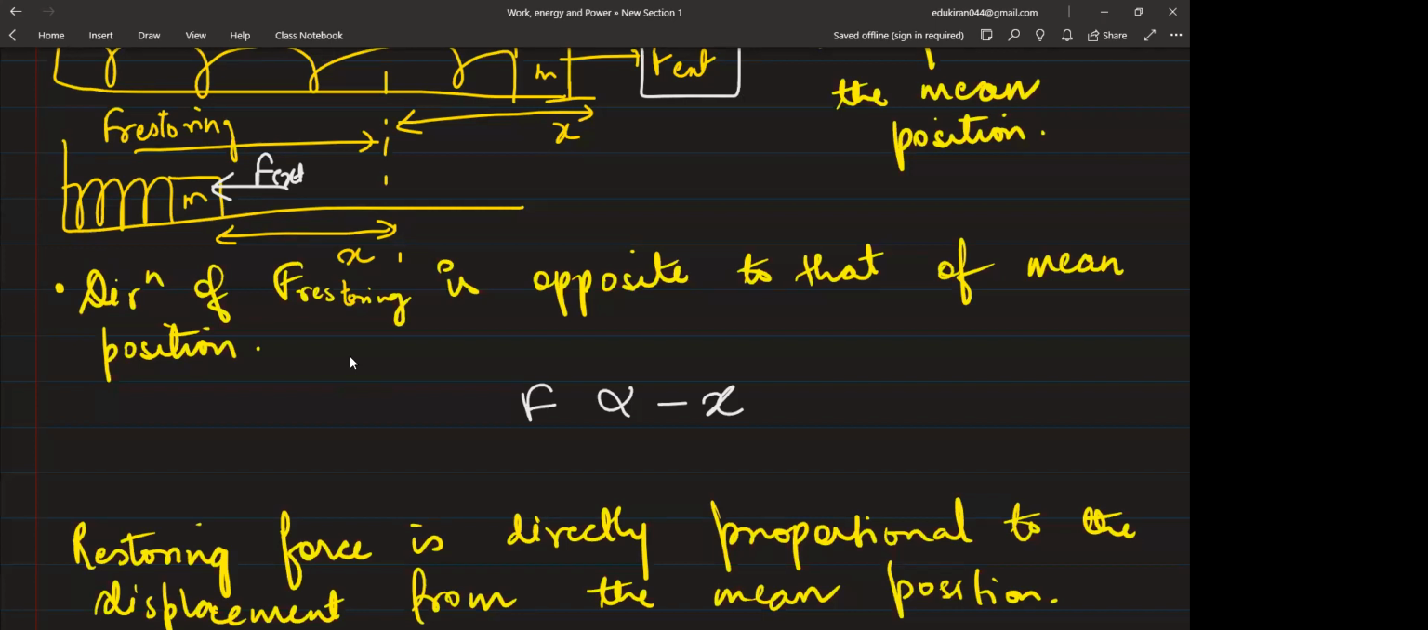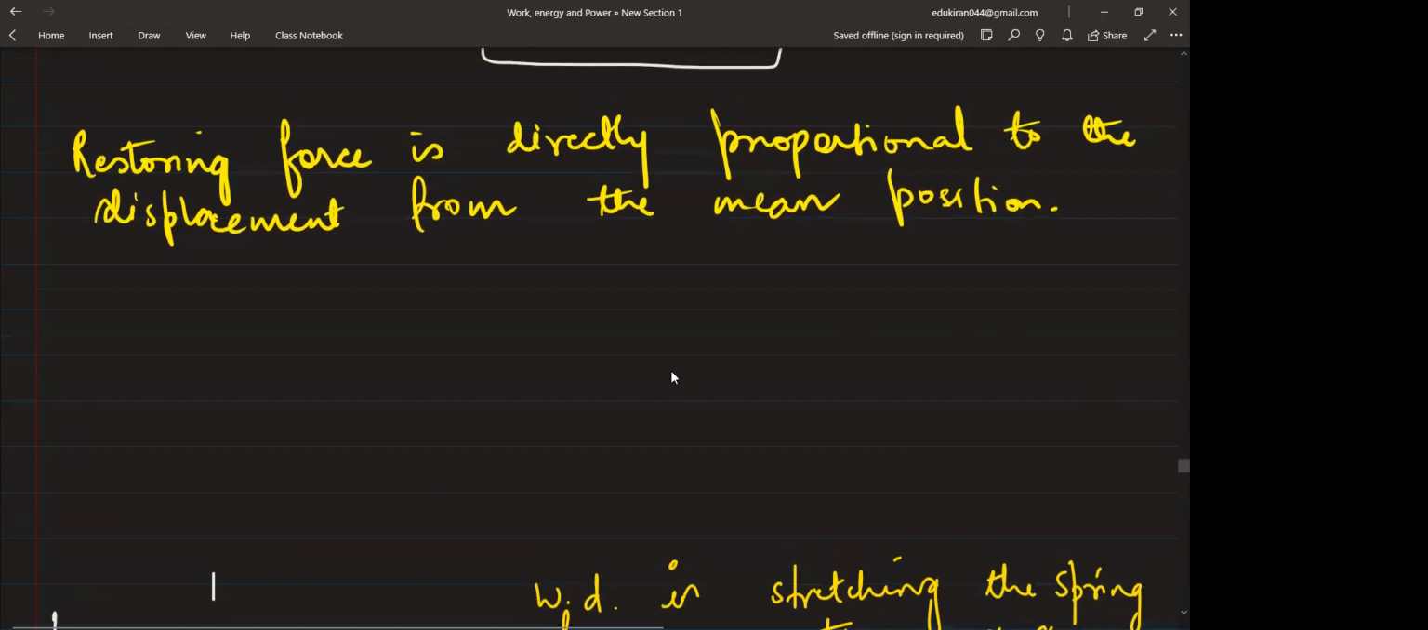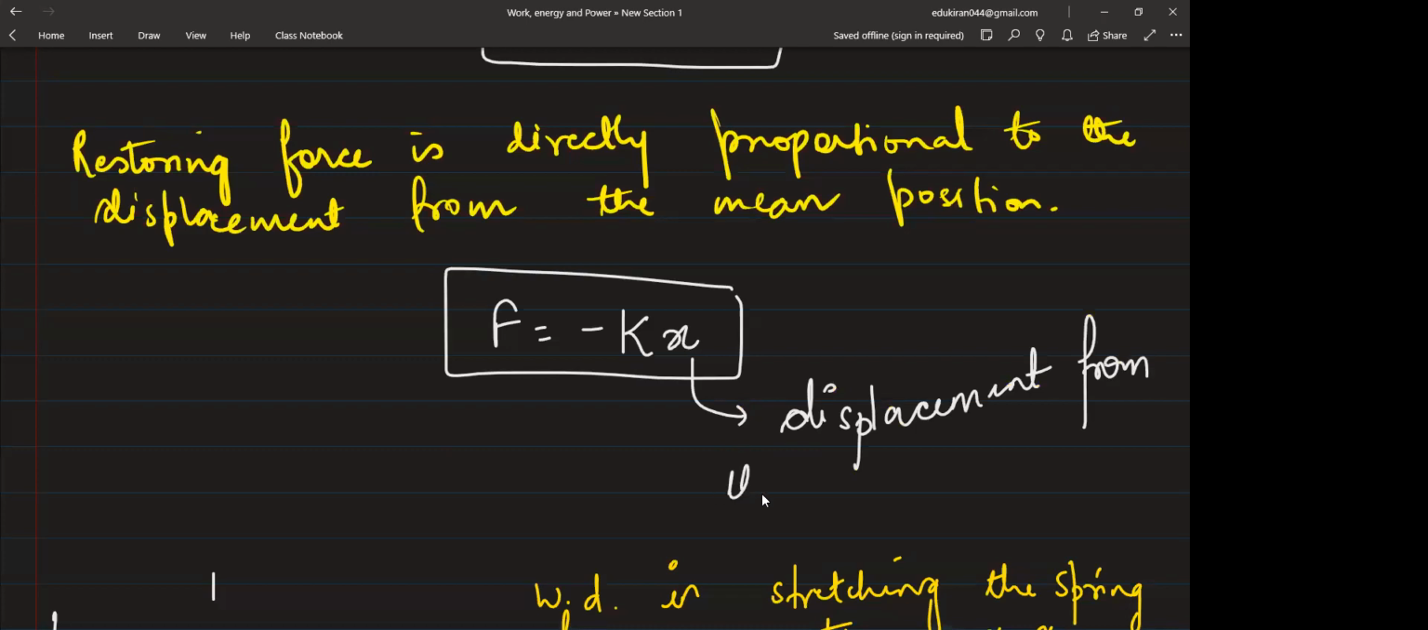If you have extended the block or compressed it, then F is directly proportional to minus of x. This is one point which you have to remember. F is the restoring force. So F is equal to minus kx. We use this formula. x is the displacement from the mean position. This is the displacement from the mean position.